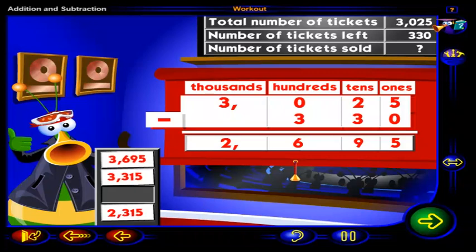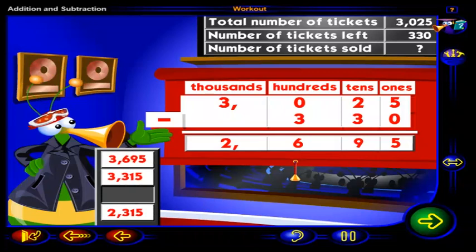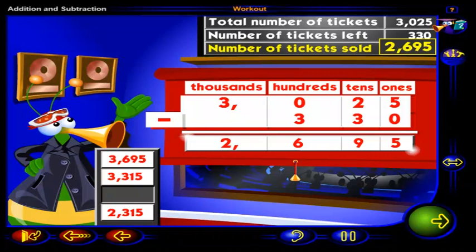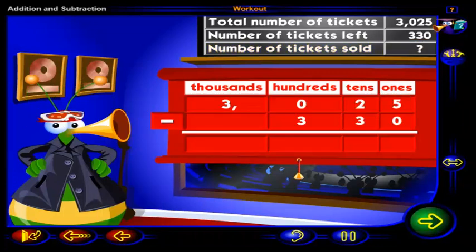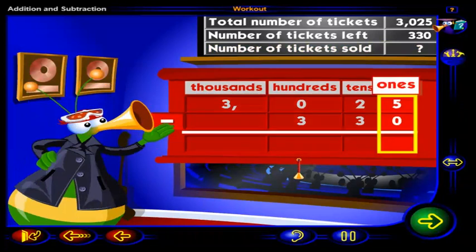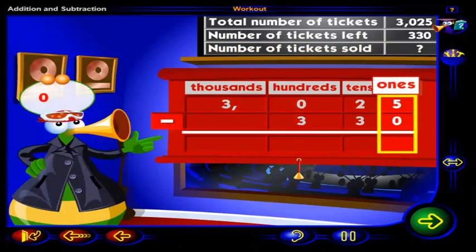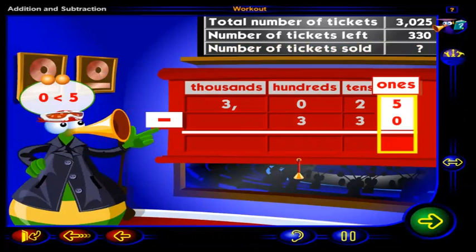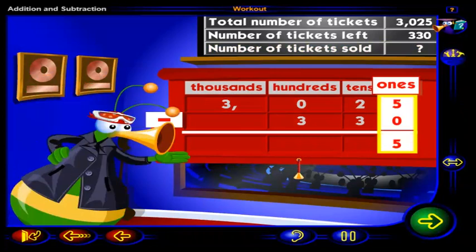That's right. When you subtract, you get 2,695. So, the number of tickets sold is 2,695. You need to subtract these numbers. In the ones place, 0 is less than 5. So you can subtract 0 from 5 to get 5.